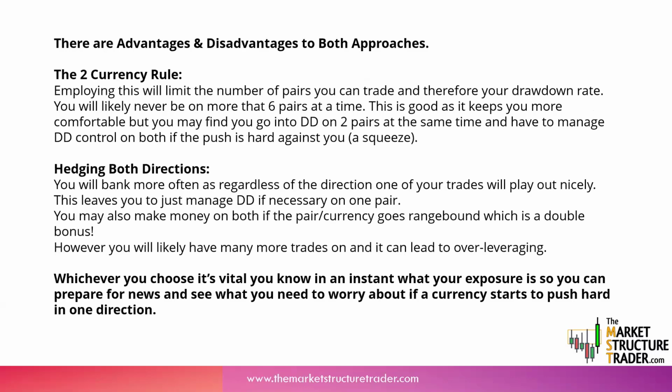Now there's advantages and disadvantages to both of these approaches. So the two currency rule, employing this will limit the number of pairs you can trade and therefore your drawdown rate. Okay, so if you can only trade two currencies at a time, it's unlikely you would ever get into more than 6 pairs at a time, 6 positions at a time, because once you've used up those 2 longs on the US dollar, you're locked out from all US dollar trades. So it's difficult to get into more than 6 positions at once. This automatically limits your drawdown rate because you can't take any more trades. Okay, so this is good as it keeps you more comfortable.